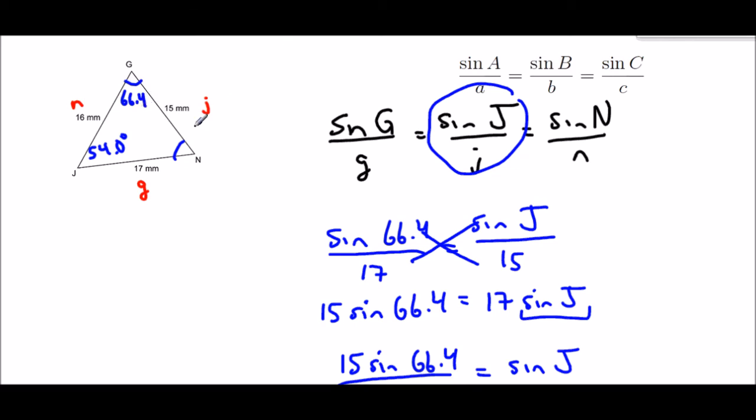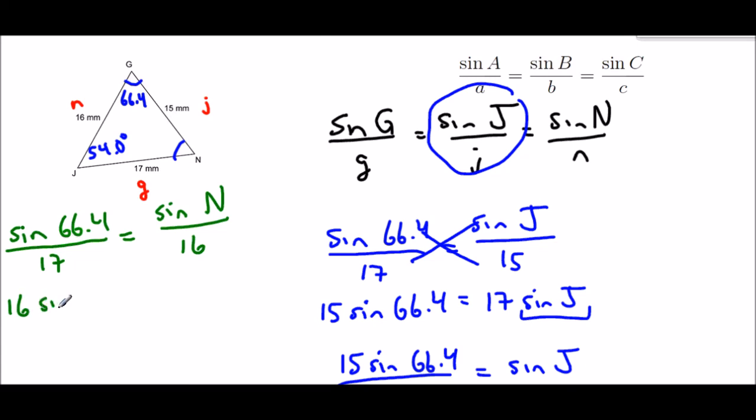So now let's find angle N. And again, we're going to use the sine law. And I'm going to go back and use sine G. So sine G was 66.4. And little g, the side, was 17. And I'm looking for angle N. But I know side n is 16. So just like before, I'm going to cross multiply. So 16 times sine 66.4 is 17 times sine N.